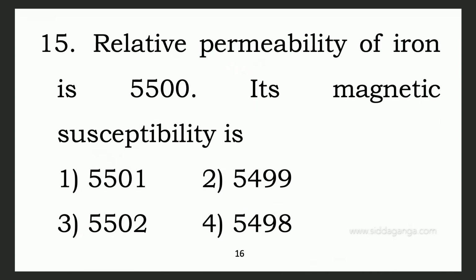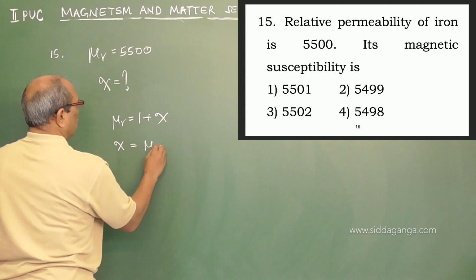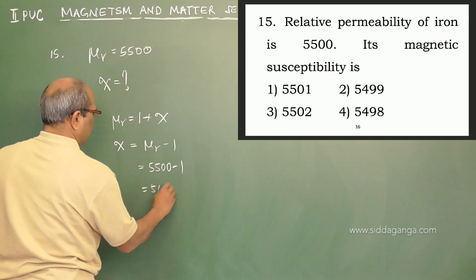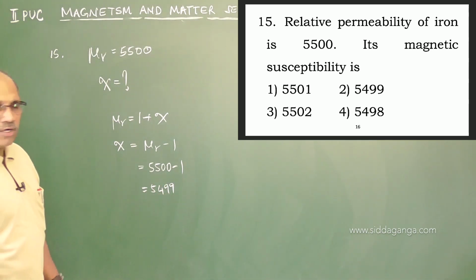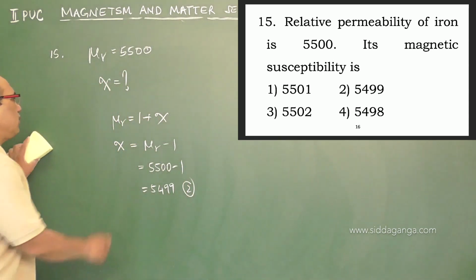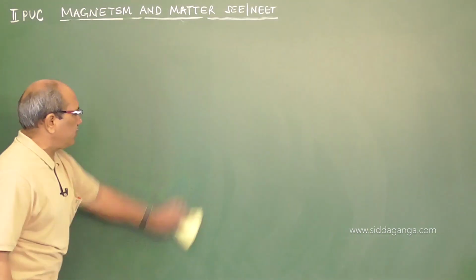Relative permeability of iron is 5500. Its magnetic susceptibility is asked. One relation you have is mu r equal to 1 plus susceptibility, or susceptibility equal to mu r minus 1. So 5500 minus 1 is 5499. Option number 2. It is direct with this equation: given permeability, asking the susceptibility of the material.